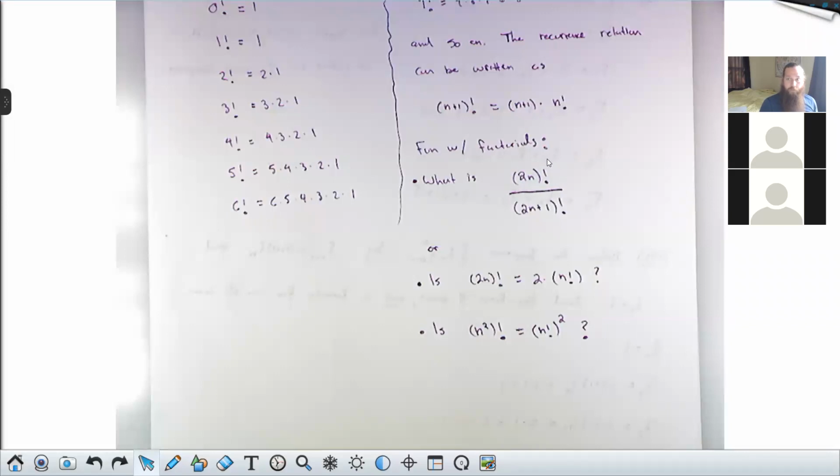But remember, it's the product of 2n with all the positive integers less than 2n. And the same you could do for 2n plus 1 factorial. This guy simplifies really nicely. The answer to both of these is no, but you should figure out why. You should play with these. Playing with factorials will get more and more important as we move deeper into chapter 11. But that's not what we're here for today. Today we are here to learn about sequences in general.